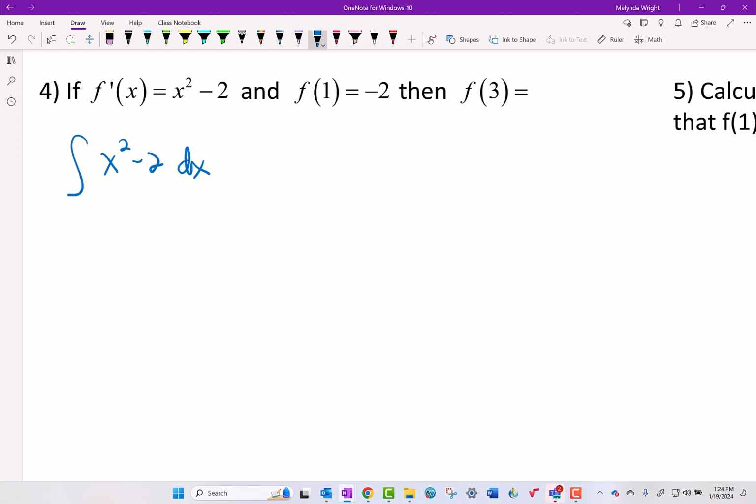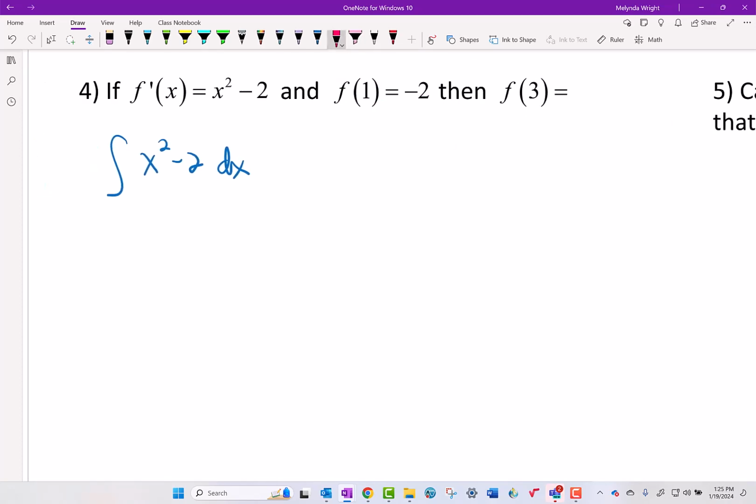So there's actually 2 ways to do this, and I'll talk about both ways. We can do it with an indefinite integral like this. So let's do it this way first. We can do it with an indefinite integral, and then we can use this to find c, and then we can find f of 3. We'll call this method 1.